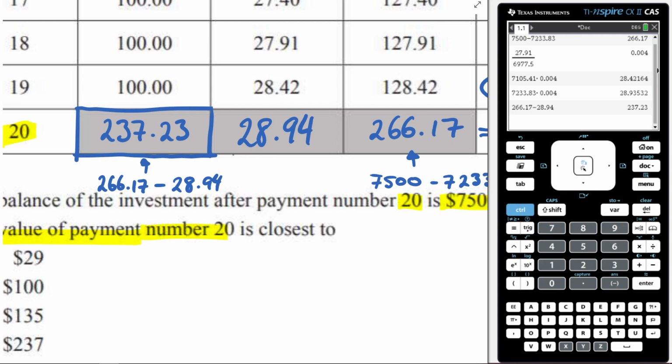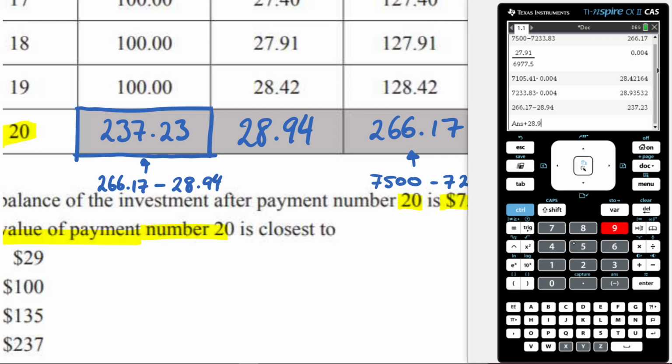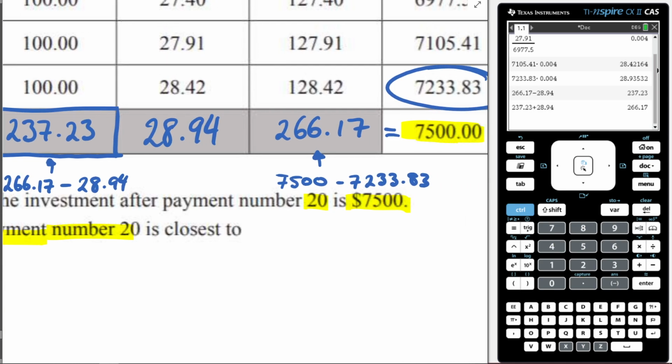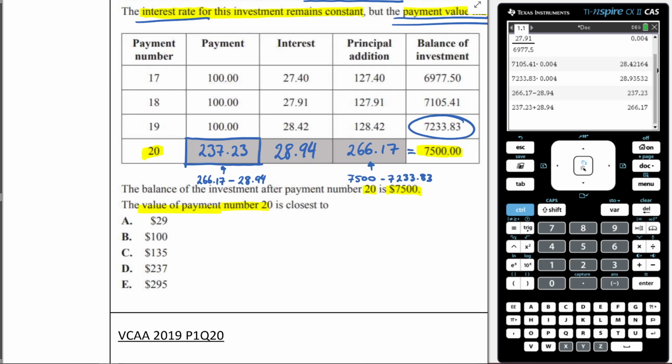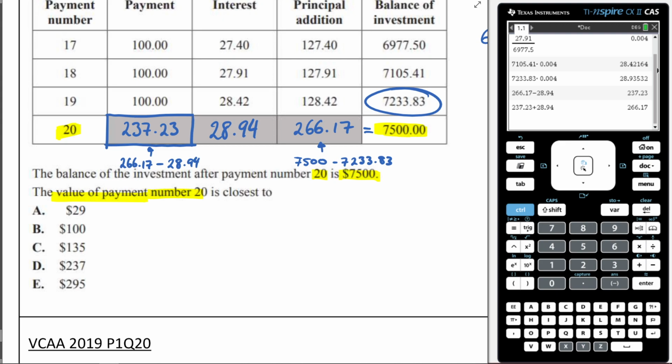And of course, when you add that on to my interest, so I plus that on to 28.94, I get my principal addition of 266.17, which we can see there. Whew. All right, which of those is closest to my right answer? Well, remember, it's 237, so it's going to be D. D would be my correct answer there.